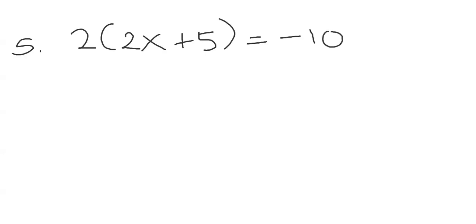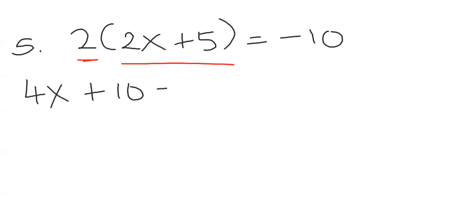We now have brackets. Earlier on I said if you have brackets, the first thing that you have to do is remove those brackets. The number that is outside the brackets multiplies everything inside the bracket. So the 2 outside multiplies the x, and the 2 also multiplies the 5. Rewriting our equation, 2 times 2x gives 4x, 2 times 5 gives 10, and this is equal to negative 10.